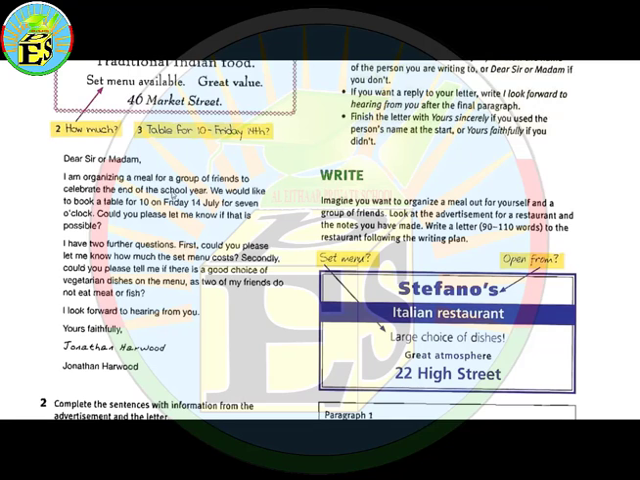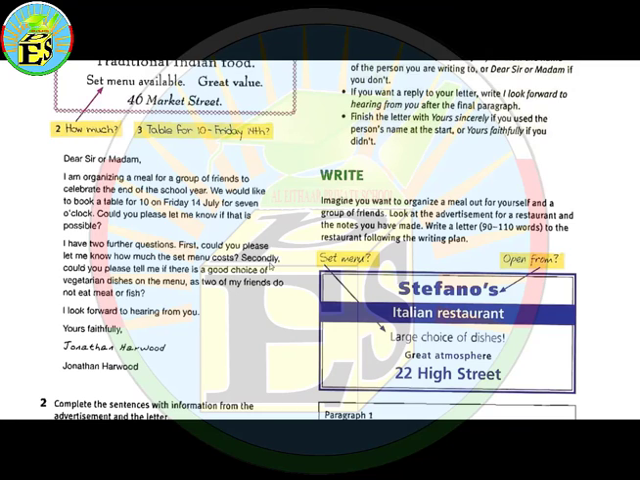I will show you the position or the place where you can find the requests. The first one in this letter is, could you please let me know if that's possible? Underline this one. The second one starts from right here. First, could you please let me know, till the end, till you find the question mark.